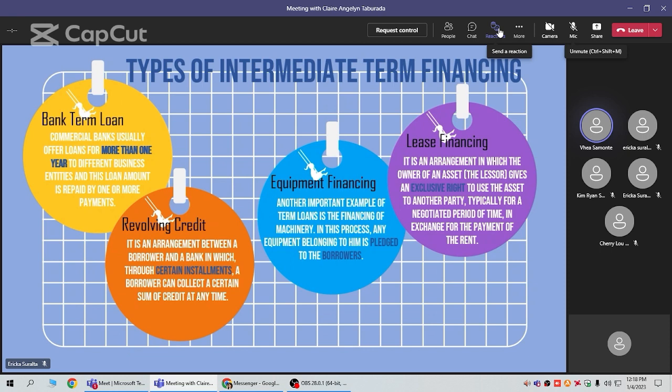Lease financing. Lease financing is an arrangement in which the owner of an asset, or the lessor, gives an exclusive right to use the asset to another party, typically for a negotiated period of time, in exchange for the payment of rent. Among the important sources discussed below, there are different sources of intermediate term financing. Next slide, please.